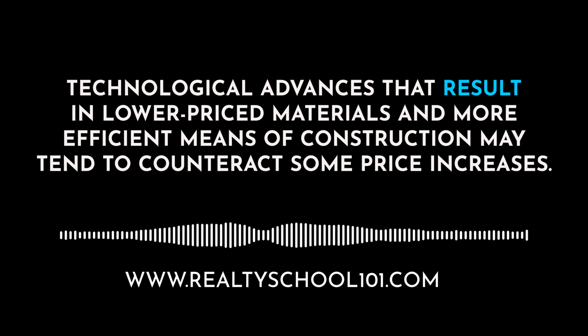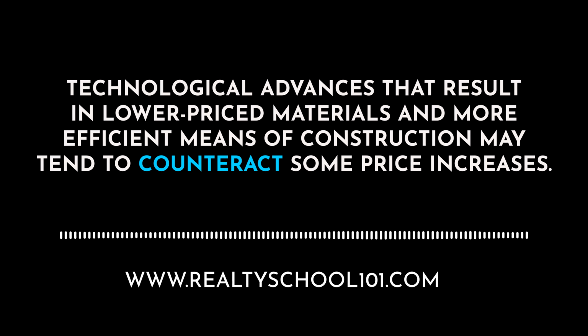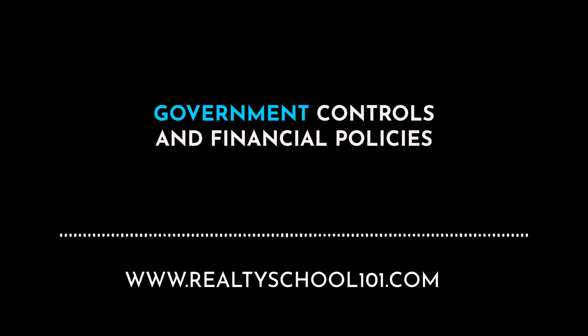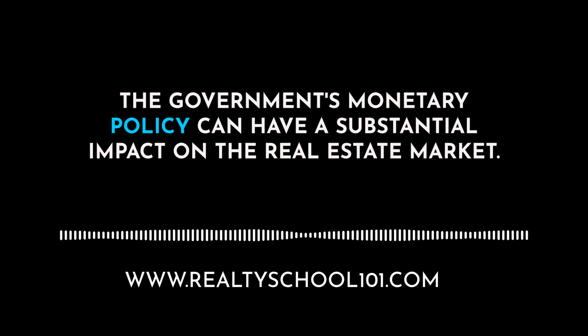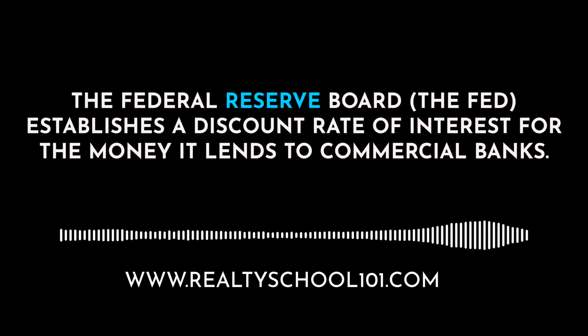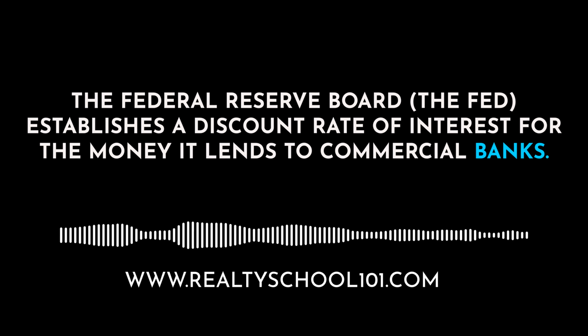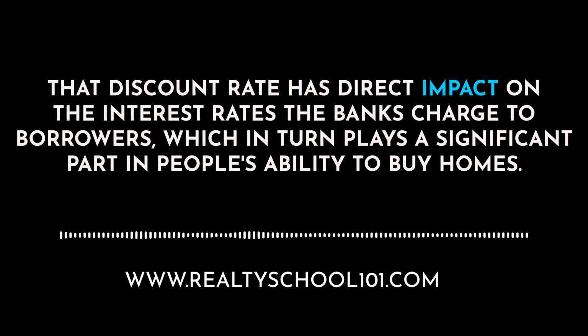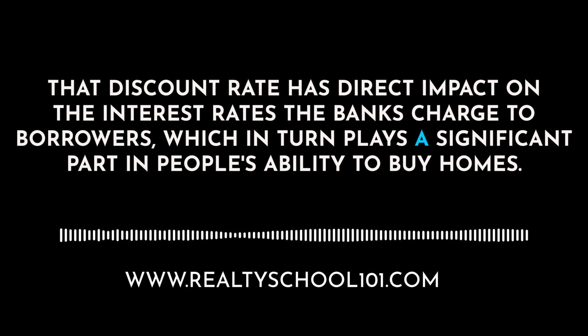Technological advances that result in lower priced materials and more efficient means of construction may tend to counteract some price increases. Government controls and financial policies. The government's monetary policy can have a substantial impact on the real estate market. The Federal Reserve Board establishes a discount rate of interest for the money it lends to commercial banks. That discount rate has direct impact on the interest rates the banks charge to borrowers, which in turn plays a significant part in people's ability to buy homes.